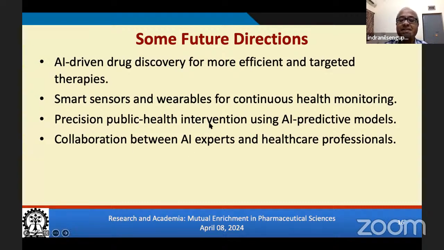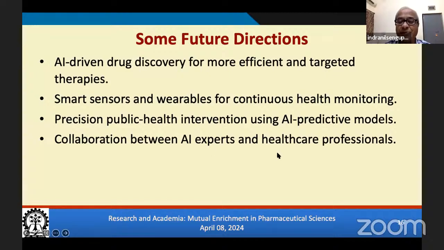Precision public health intervention. If you have AI predictive models, you can have precision intervention so that the different things that need to take place to handle a particular crisis can be mobilized in a proper way. And this is important, which is happening, but should be happening in a much stronger way.